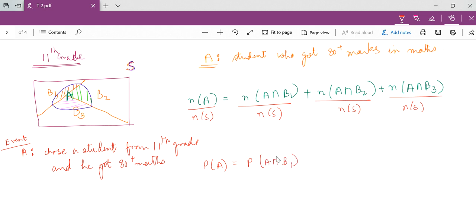What is the probability that from section B1 I will get a student who got 80 plus marks? Both our events are happening together, A as well as B1. Similarly, I can just write the other two probabilities as well.